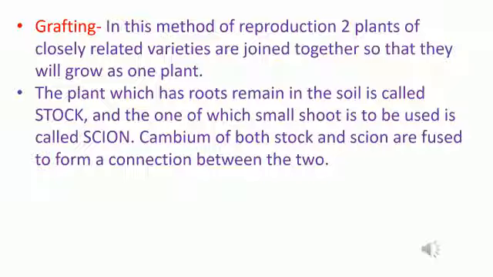So both stalk and scion, the cambium, did you remember, the intercalary meristematic tissue. So that tissue will mix and grow as one plant. Okay, here I am going to share one video.